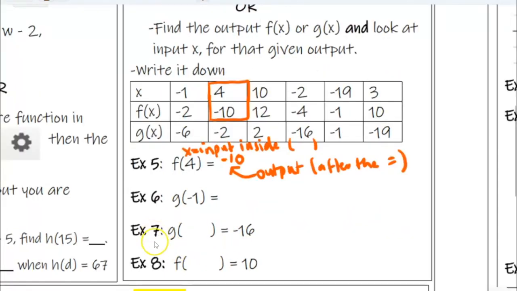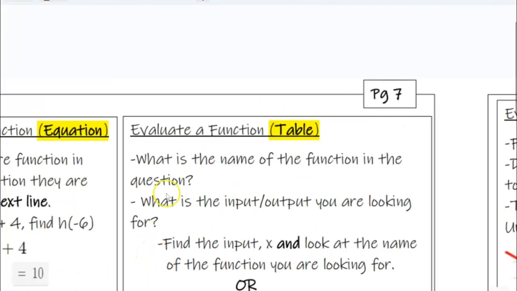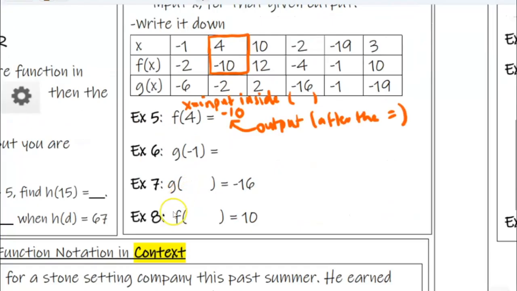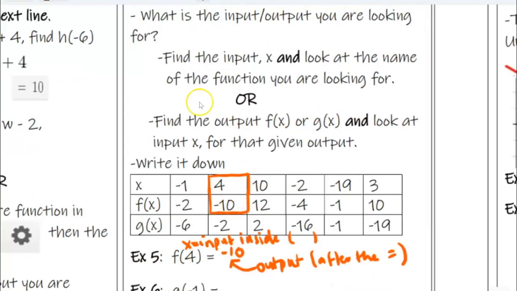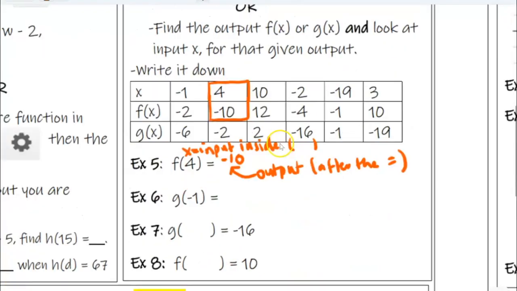All right, then I'm going to do example 7 and you're going to do example 8. So again, my note says, what's the name of the function in the question? So if I look at my example 7, my name is g. So I'm not going to look at anything f. This time I'm looking at anything g. Okay, and this time I'm not giving my input, but I'm giving my output. So if I'm given my output, to find the input x, what I do is I look at the name of the function, which is g, that I'm looking for, and just look what the input is.